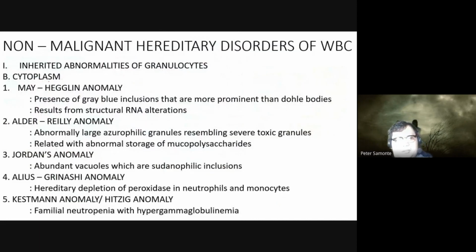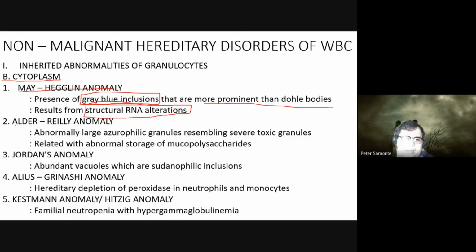All right, so after the nucleus class of inherited abnormalities, let's go to your cytoplasm. Now, in the cytoplasm class, we have your May-Hegglin anomaly. Your May-Hegglin anomaly class is characterized by the presence of gray-blue inclusions that are more prominent than Dohle bodies. So you could misidentify this with Dohle bodies class. But they are more prominent. Mas malalaki sila, mas brightly stained sila compared to your Dohle bodies. And they are resulting from the structural RNA alteration.